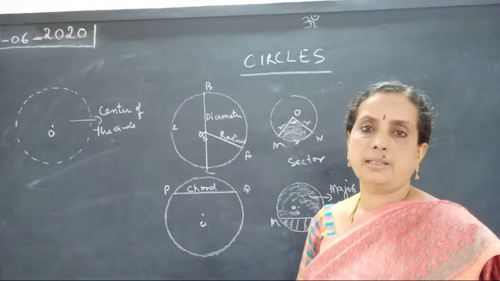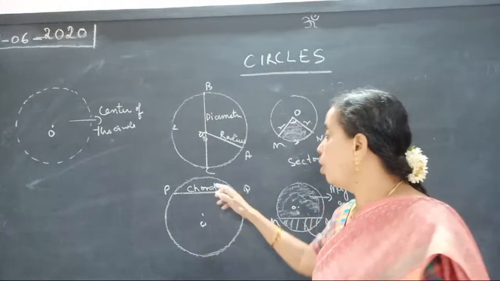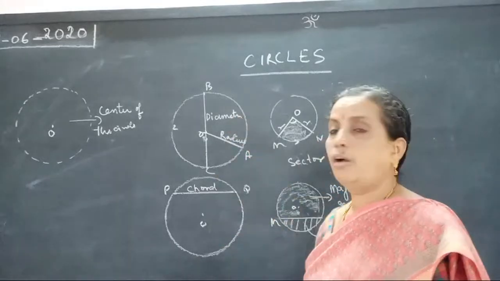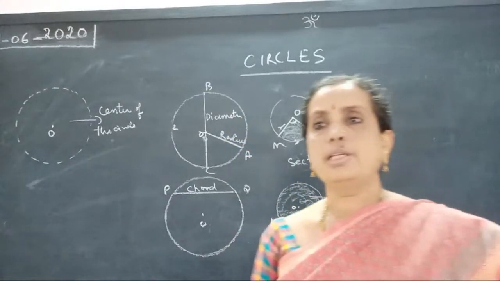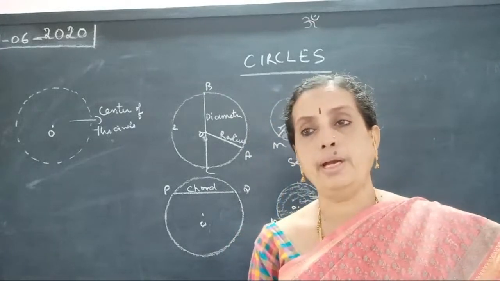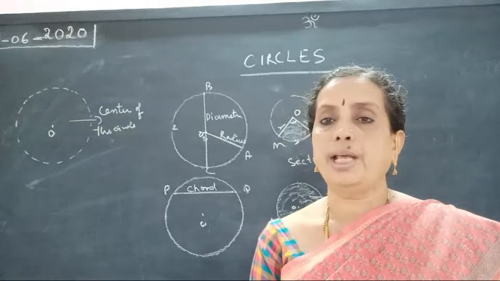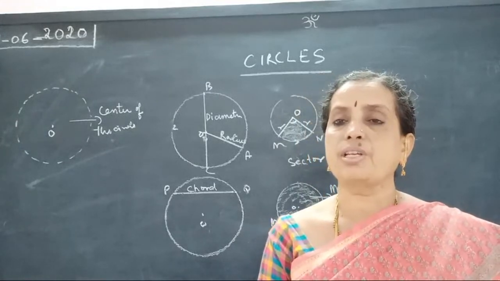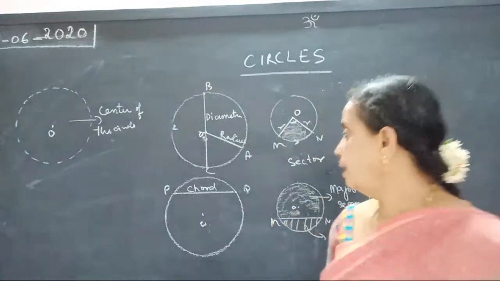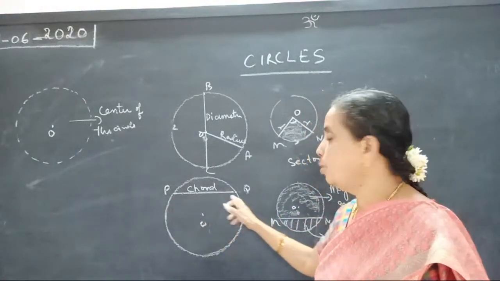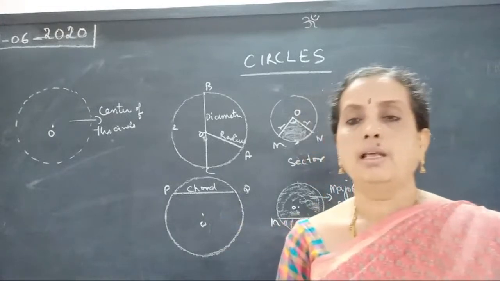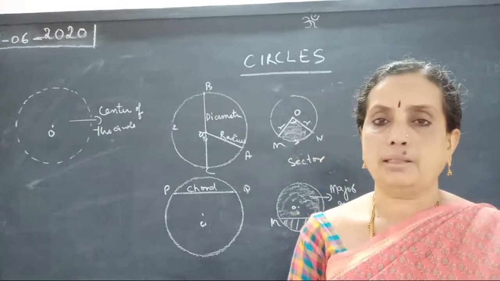Diameter of a circle is also called a chord of a circle. The biggest chord of a circle is the diameter of a circle. This diameter divides the circle into 2 equal segments. Each we call a semicircular region, half of the circle. And the line segment joining the 2 points on the circumference of a circle is a chord of a circle.